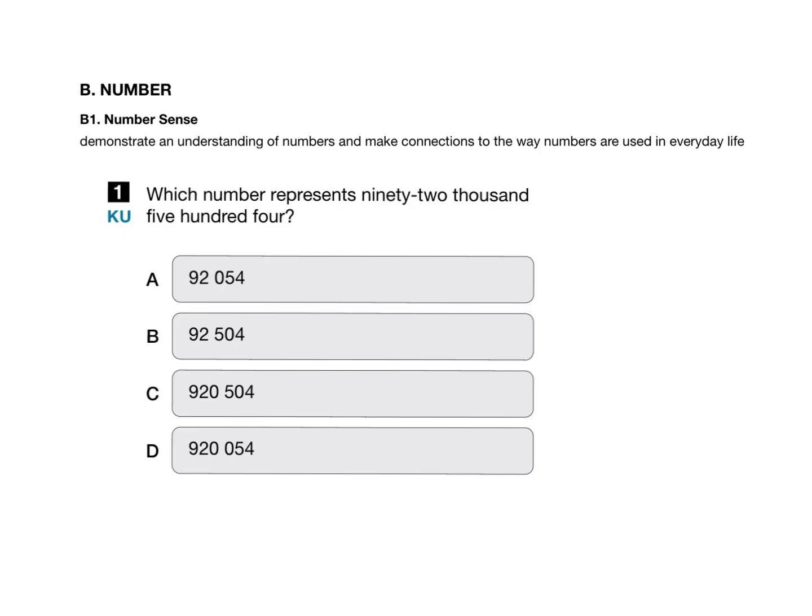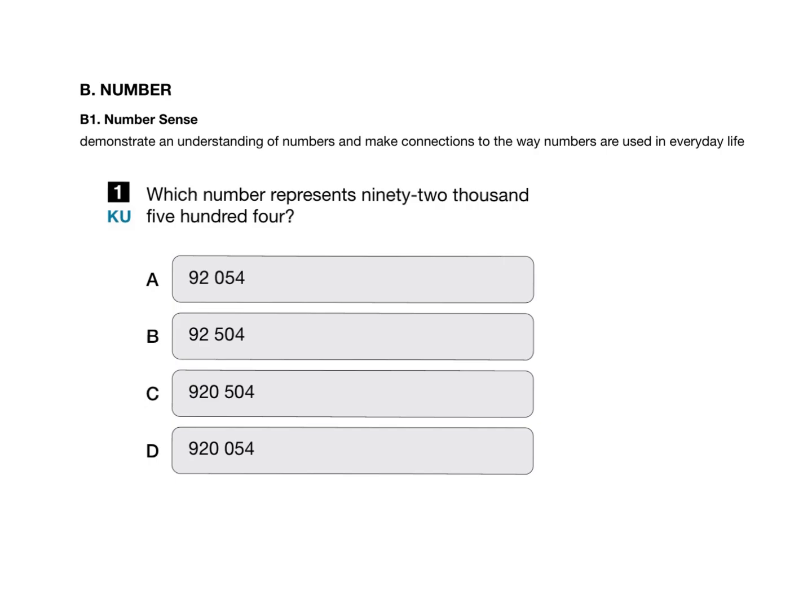Okay, so today we are looking at grade 6 EQAO, and we're going to start with the number sense strand. For today's lesson and topic, we will be looking at number sense, demonstrating an understanding of numbers, and making connections to the way numbers are used in everyday life. So let's look at number 1.